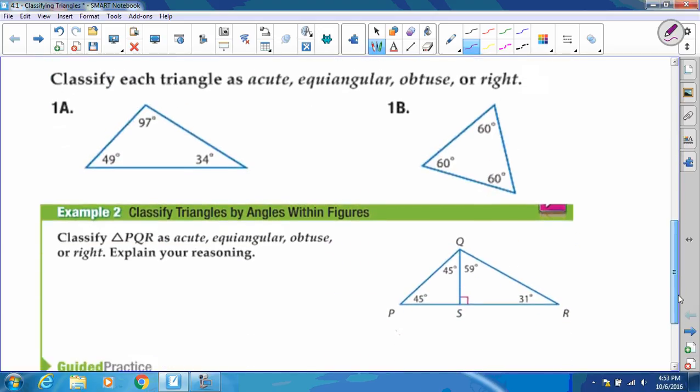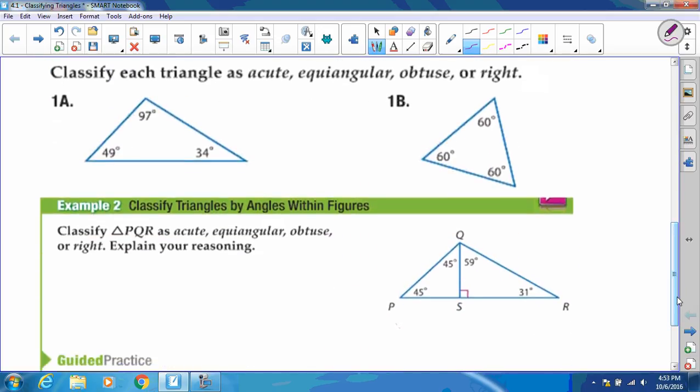So if we look at this first example, it says classify each triangle as acute, equiangular, obtuse, or right. So you're looking at the angle measures that you see inside the triangle. Notice that you have an angle larger than 90. So that would mean this is an obtuse triangle because it has an obtuse angle there. And then on 1B, if you notice, all the angles are equal. So we call that an equiangular triangle.